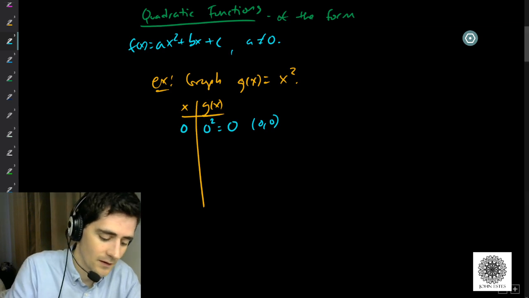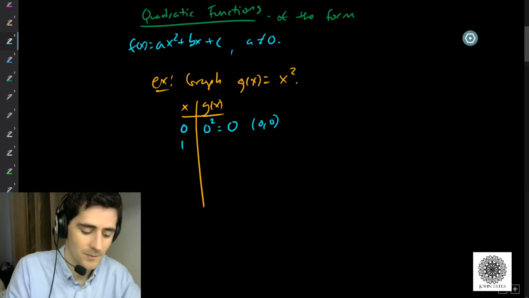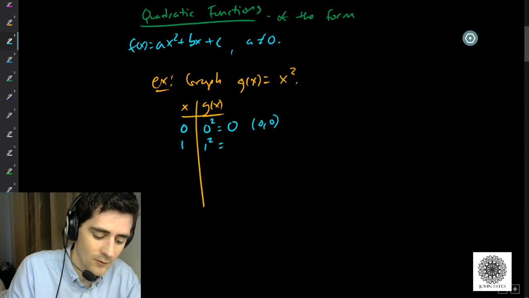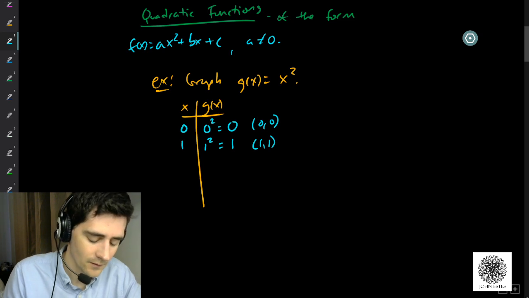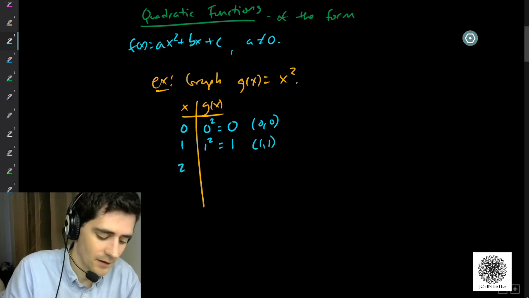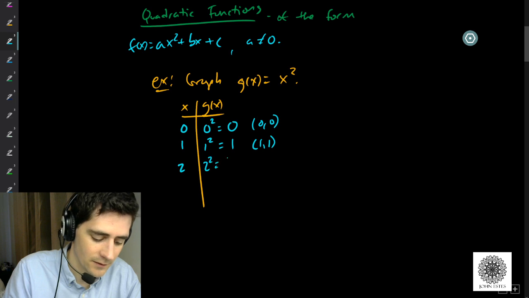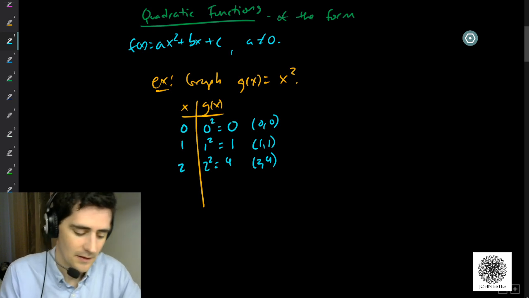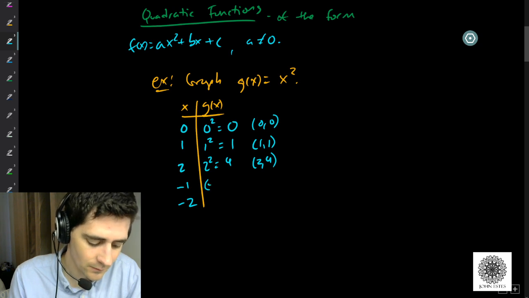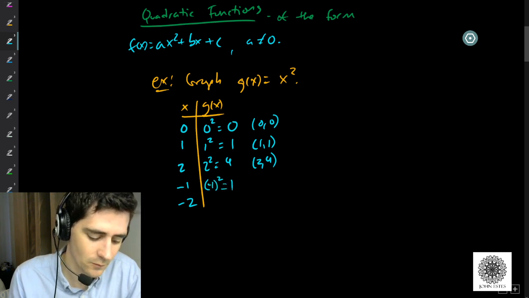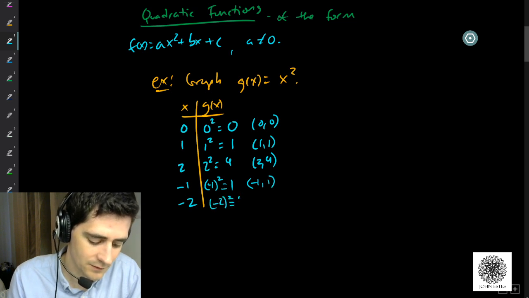Okay, so if I plug in 1 for x, my output's going to be 1 squared. 1 squared is 1, so I get the point 1, 1. All right, let's do 2. How about if I plug in 2, 2 squared is 4. So now I have the point 2, 4. And here's a weird thing. If I plug in -1 and -2, respectively, I get -1 squared, which is 1. So I have the point -1, 1. And then I have -2 squared, which is 4. So I get -2, 4.